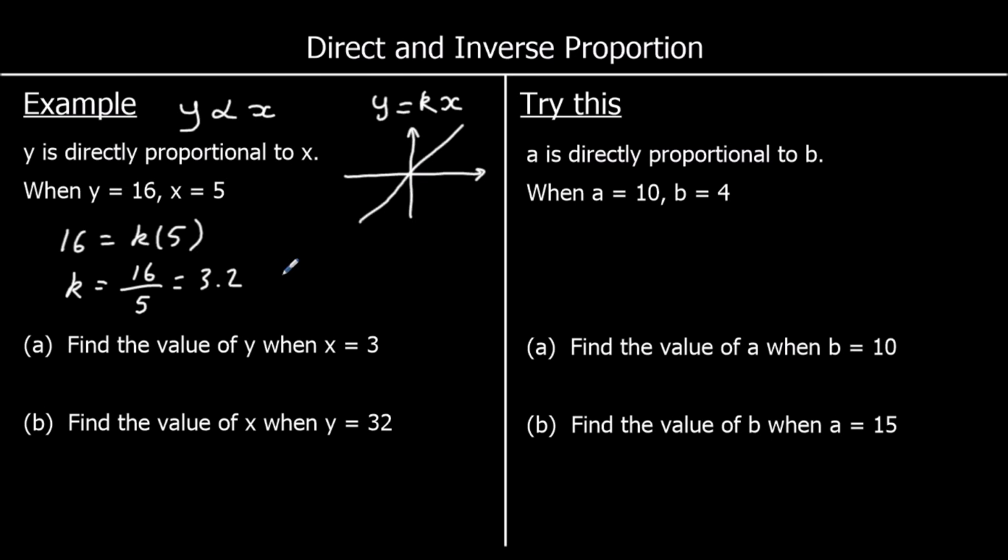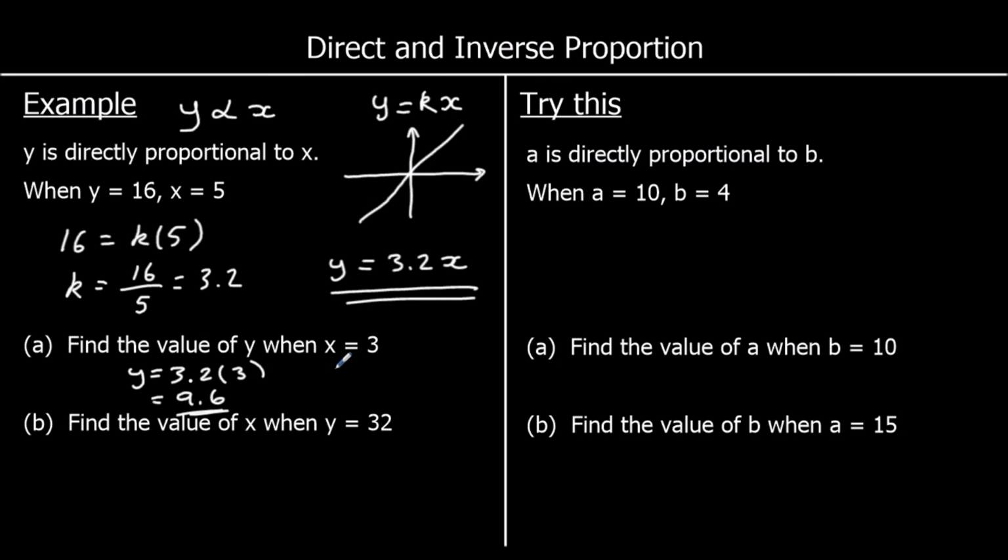So in this example, y is 3.2 times x. And we can use this formula to work out different values. So part A says find the value of y when x is 3. So y is 3.2 times x. So 3.2 times 3 is 9.6.